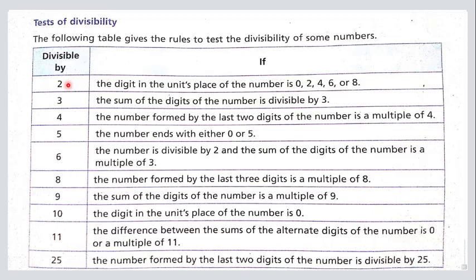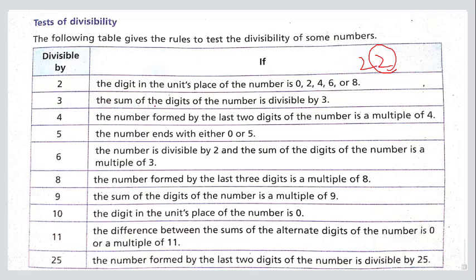We are going to learn first of all two. Now how to check if a number is divisible by two or not? This one is quite simple. The digit in the units place of the number is 0, 2, 4, 6 or 8. If the digit in the unit place is either 0, 2, 4, 6 or 8, then that number can be divided by 2. For example, if we have a number, let's say 22, now this 2 is in the unit place. So if the unit's place digit is either 0, 2, 4, 6 or 8, then this means that this number is divisible by 2.